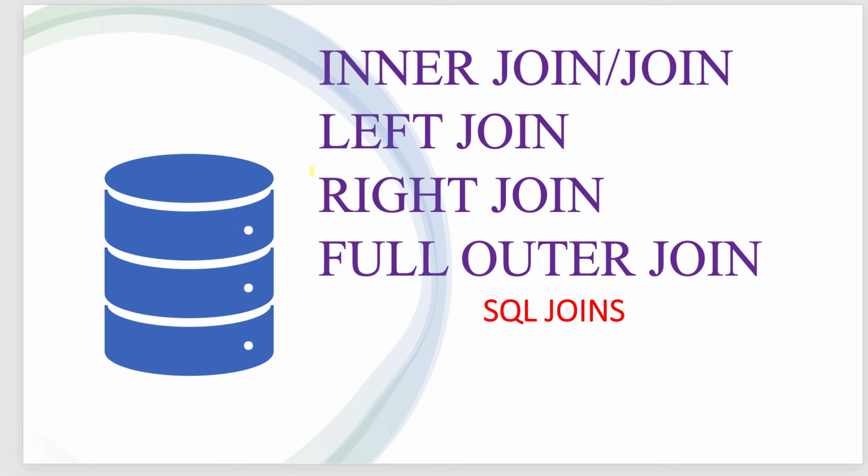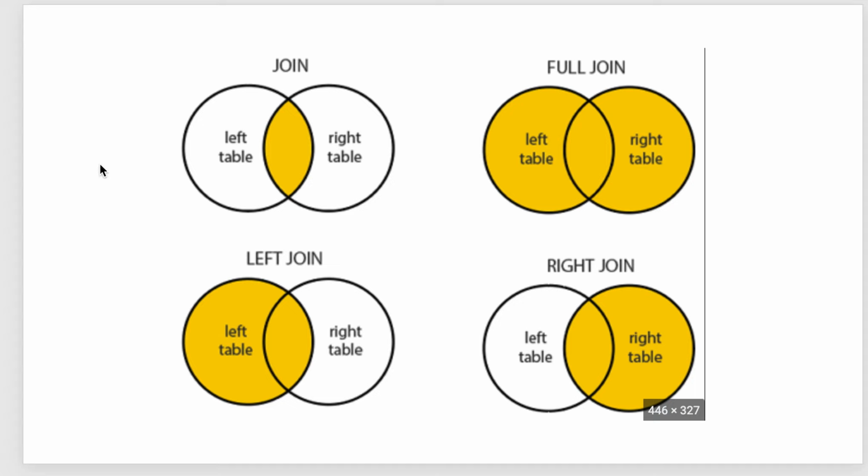Today we will be discussing joins in SQL. Generally there are four kinds of join in SQL: inner join, left join, right join, and full outer join. We can represent the joins in a Venn diagram. This is for inner join, full join, left join, and right join, and we'll see one by one how it works in SQL.